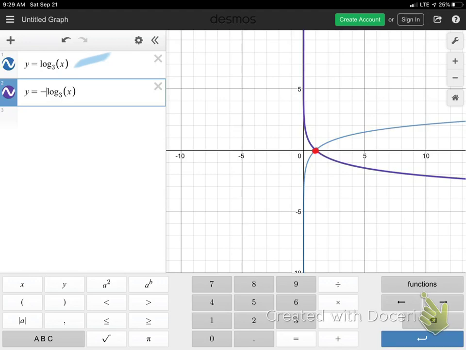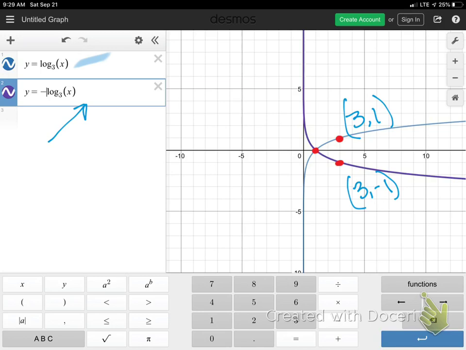Now, what I want you to look at is this point that we had on our parent function, 3, 1. That point has become 3, -1. Okay? So when we did our reflection, the point 3, 1 on our parent function becomes 3, -1. And that point 3, -1 is going to be very, very important when we put the reflection and the up and down movement together.